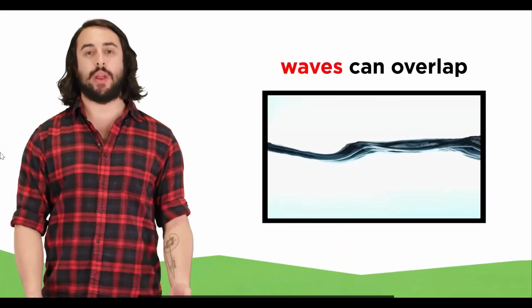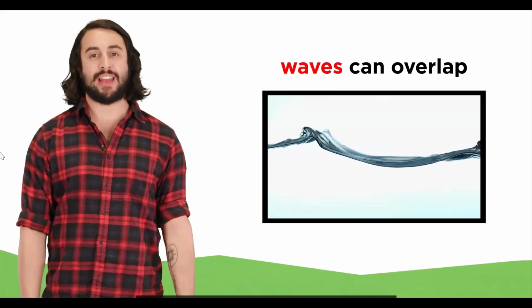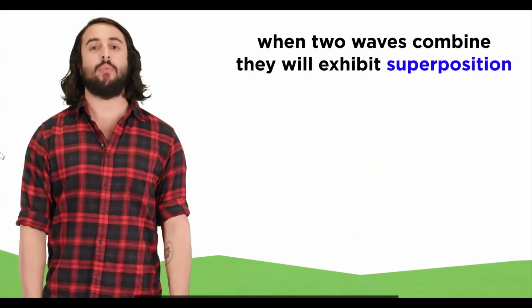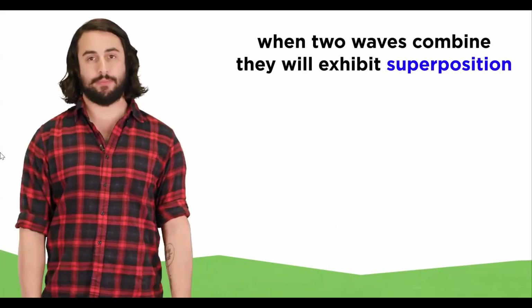But mechanical waves are not matter. They are displacements of matter that carry energy. So two waves can occupy the same space. And when two waves combine in this way, it is called superposition.